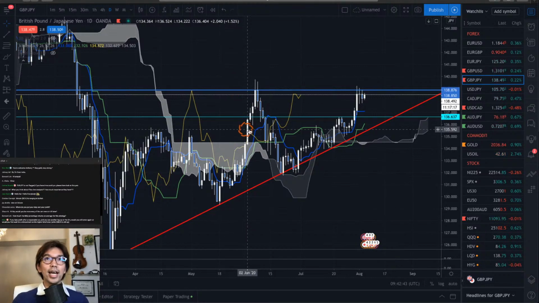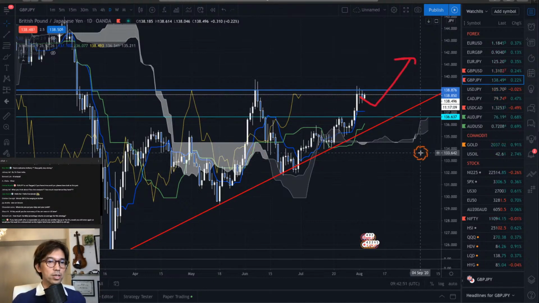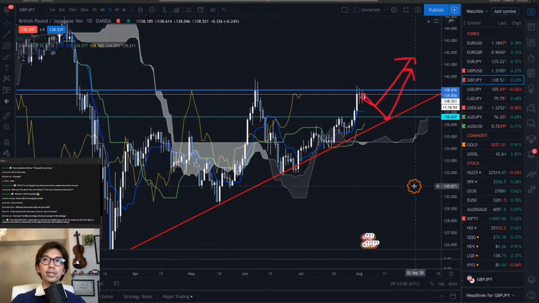But anyway, this is an ascending triangle, so I can see that the price can break through upwards. I think the buyers are more than sellers in the market. There might be some retracement all the way to this line, but most likely it can break upwards. It's my view. It may happen today because I see that JPY is quite weak today. So it may happen today or tomorrow or sometime this week.